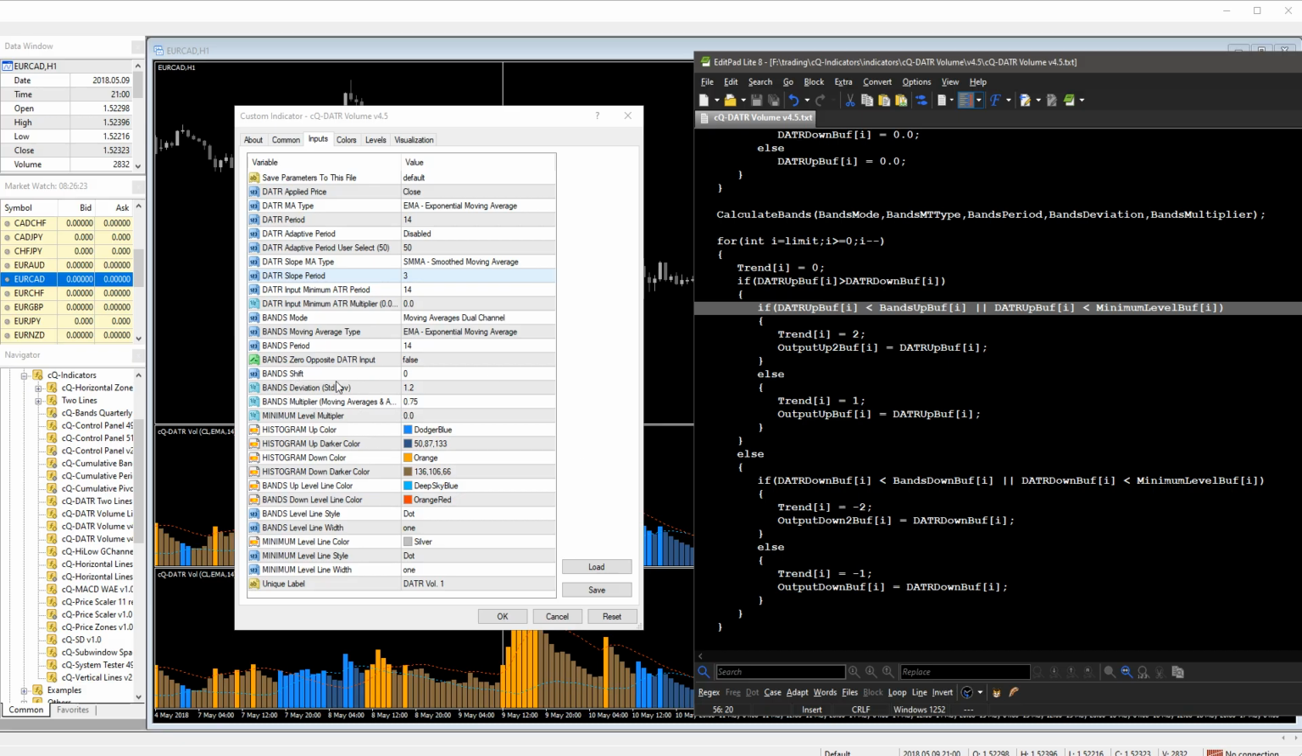You can also shift the bands to the right by however many candles you would like. Then there is the minimum level, which is a cumulative moving average based on the DATR.